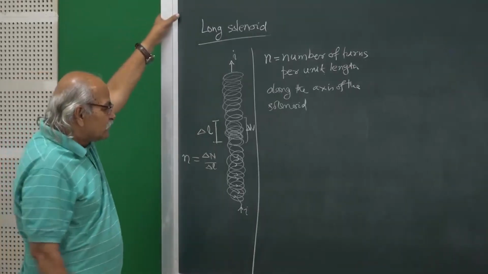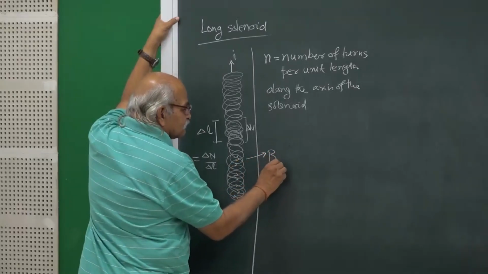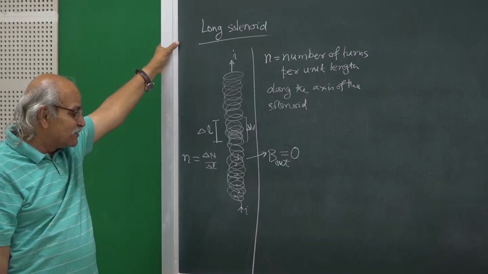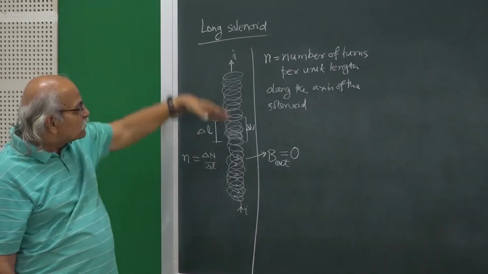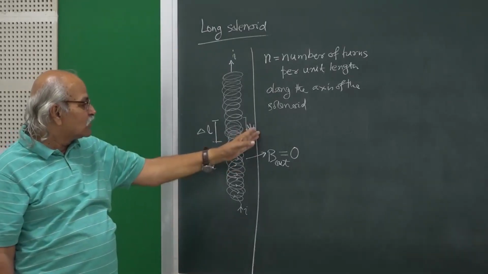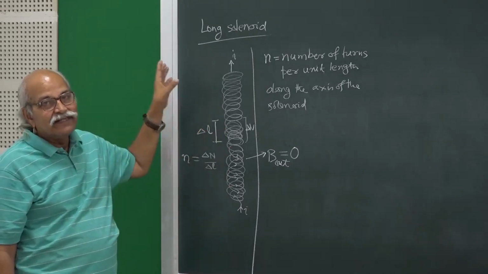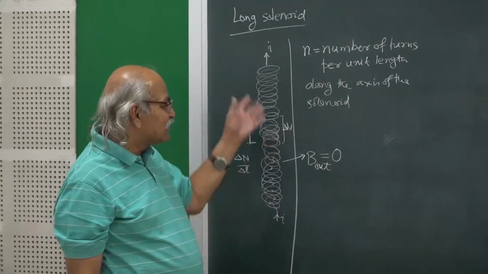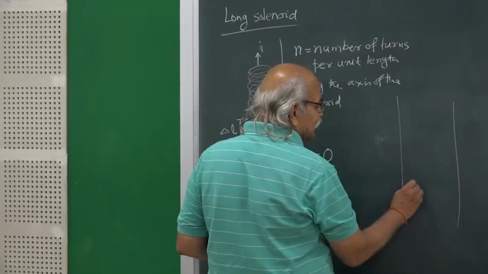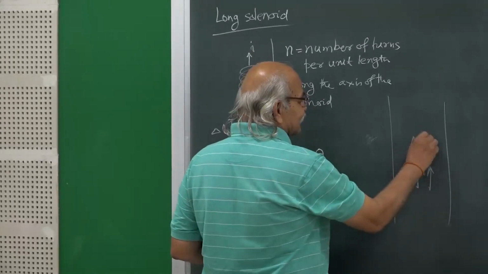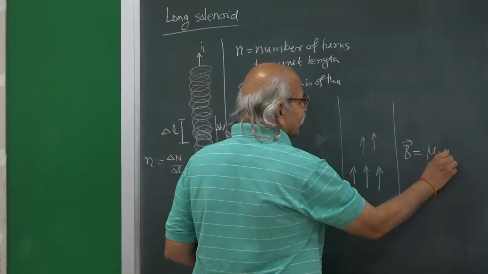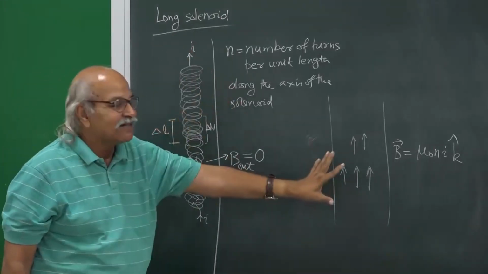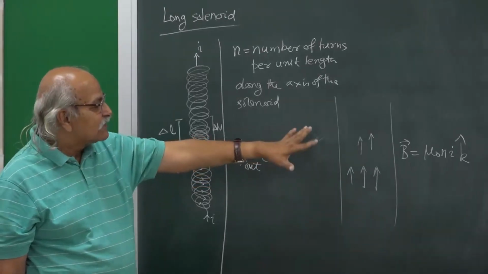Now, if it is a long solenoid, then you take it that outside the magnetic field is 0. It is not very simple to prove, and therefore I am avoiding the proof. You take it for granted that for a very, very long solenoid, the magnetic field outside will be 0, and it is the inside for which we have to work. You already know the result. For a long solenoid, the magnetic field is along the axis, and the value is mu naught n I, in the direction of the solenoid axis. But how do I derive that? That is very important, and that will give good practice of using Ampere's law.